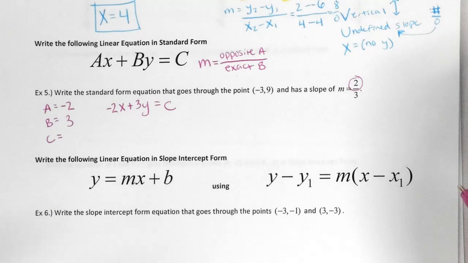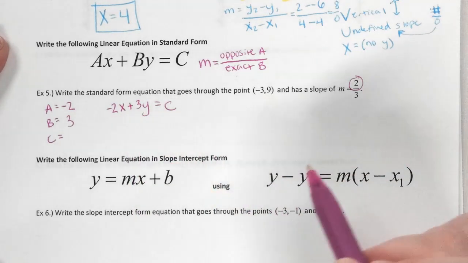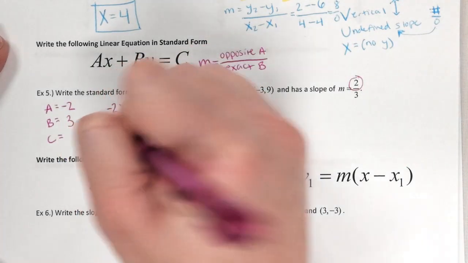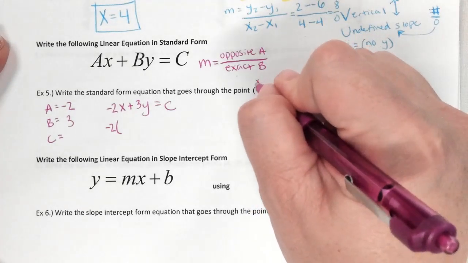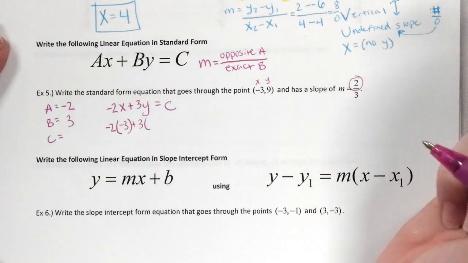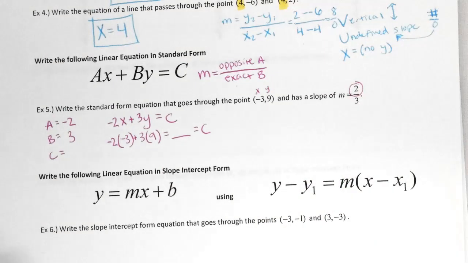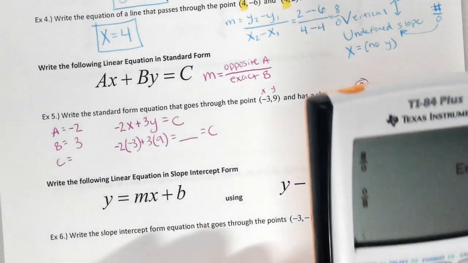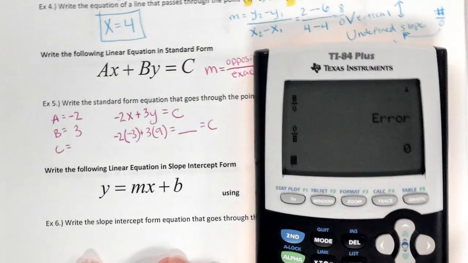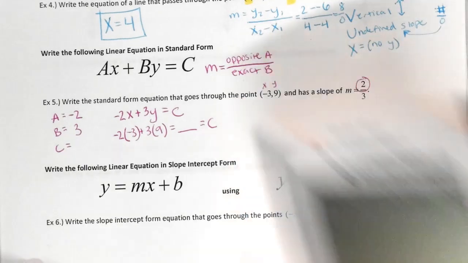What do we use to find c? Don't we just plug in our point? Yeah, we like these. These are simple. So we have -2 times what's my x? -3. Plus 3 times what's y? Whatever that equals is my c value. So knowing that, we have -2 times -3 plus 3 times 9, and it equals 33.